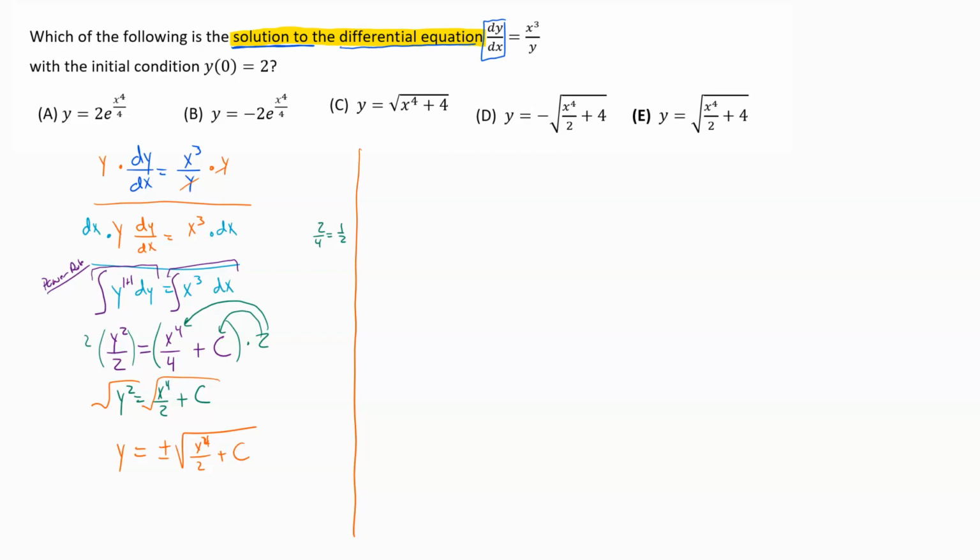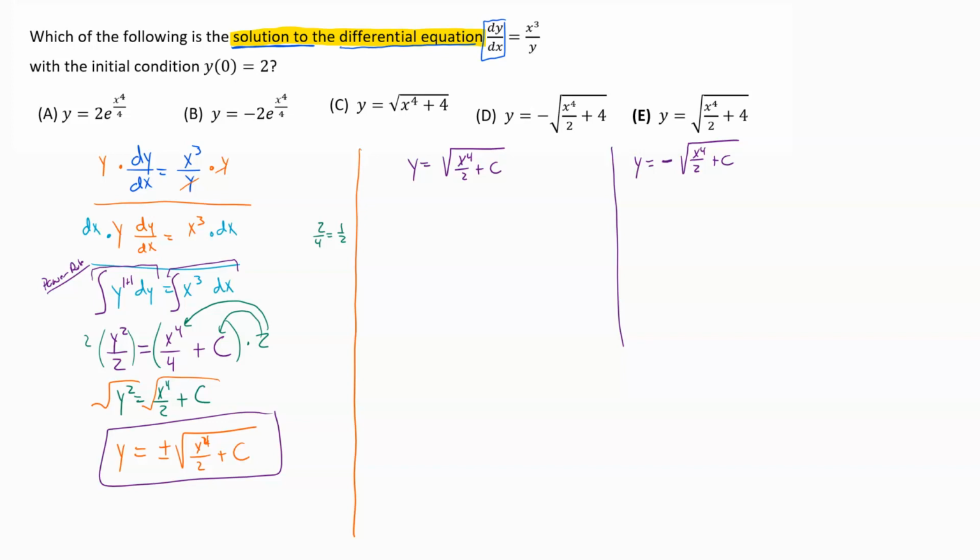From there, the mission now becomes we need to find out what that plus c value is. And so what you'll do is you're going to start by breaking this up into basically two separate math problems. We've got one for when y equals the positive square root of x to the 4th over 2 plus c. And then we'll have another problem that we have to solve that is y equals the negative square root of x to the 4th over 2 plus c.